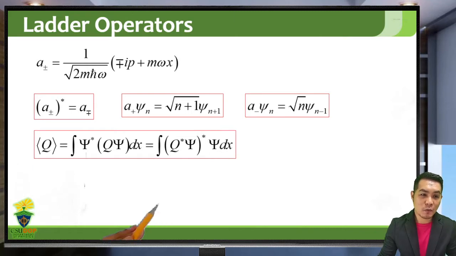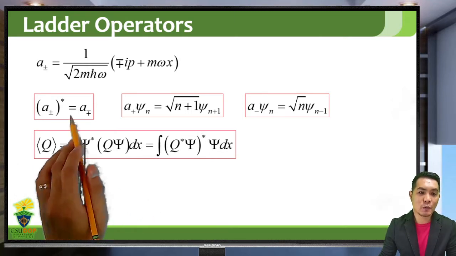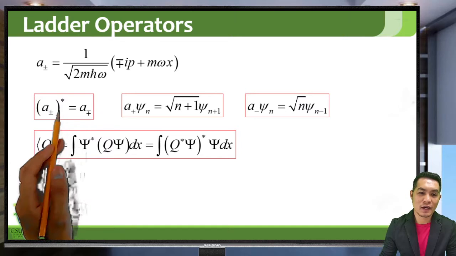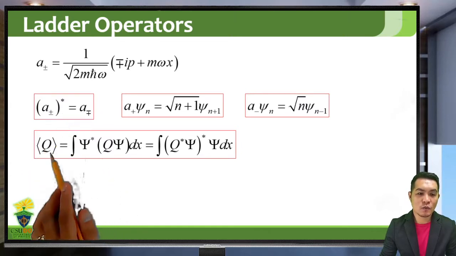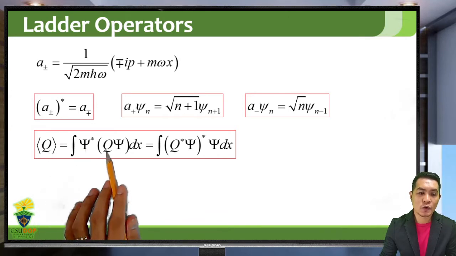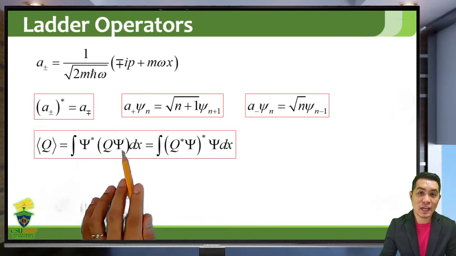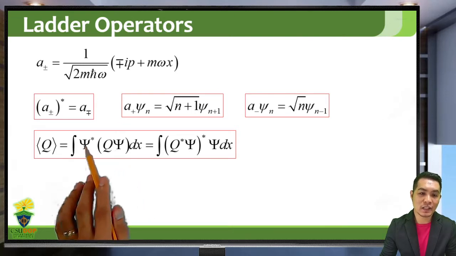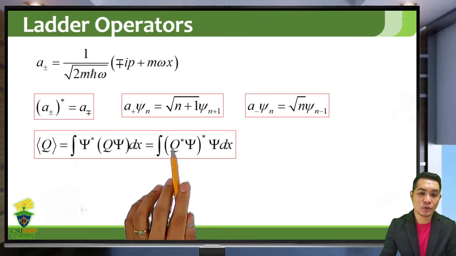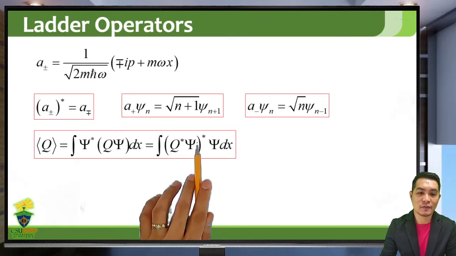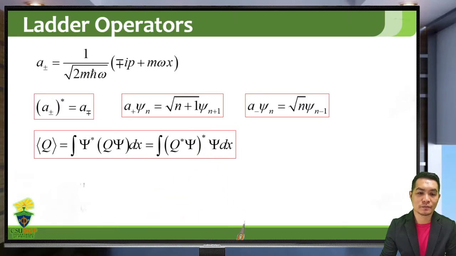I'm just gonna segue here, since we have talked about complex conjugation. Now, for the expectation value of any physical quantity Q, the Q is actually acting on psi first, but you can also let it act on psi star by just taking the complex conjugate of Q. So Q conjugate acting on psi, then conjugate.